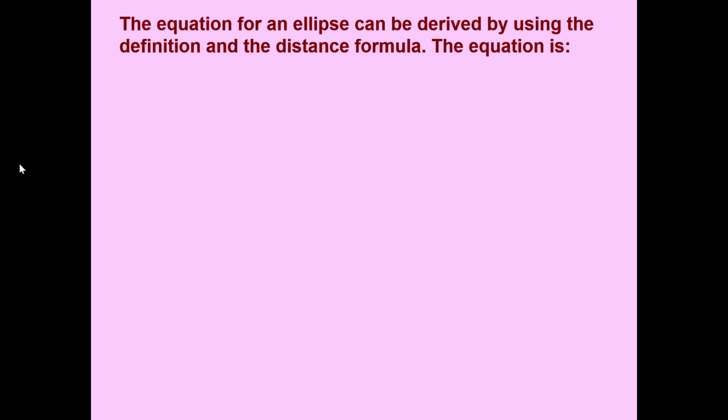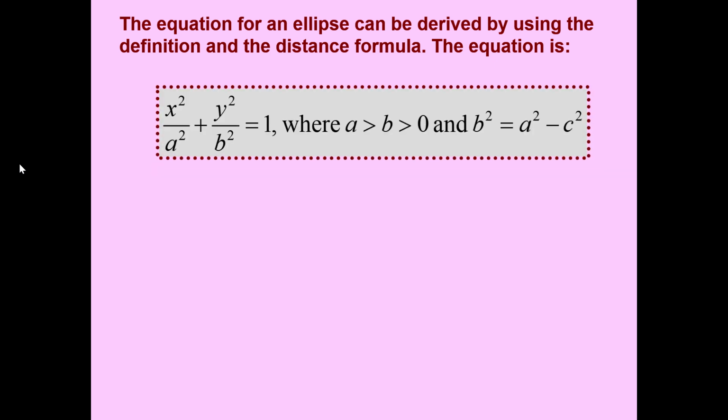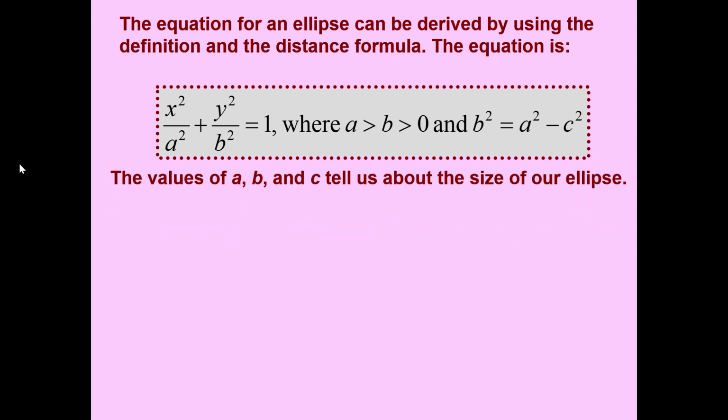The equation for an ellipse can be derived by using the definition and the distance formula. The equation is given here: x squared over a squared plus y squared over b squared equals 1, where a is greater than b, greater than 0, and b squared is equal to a squared minus c squared. The values of a, b, and c tell us about the size of our ellipse.